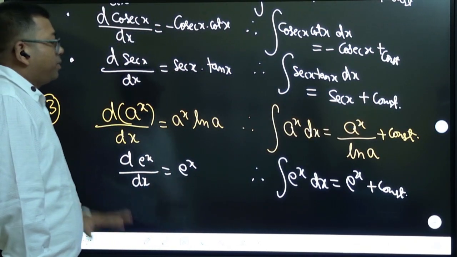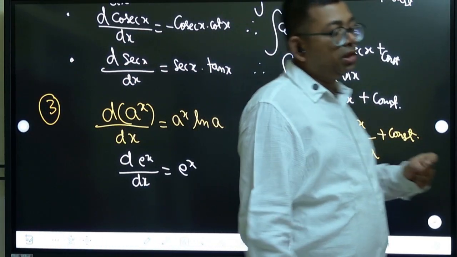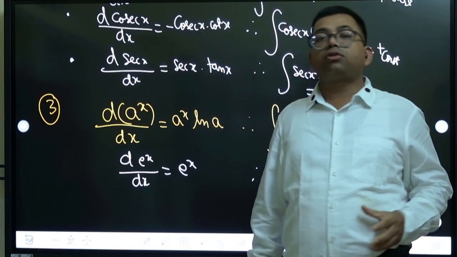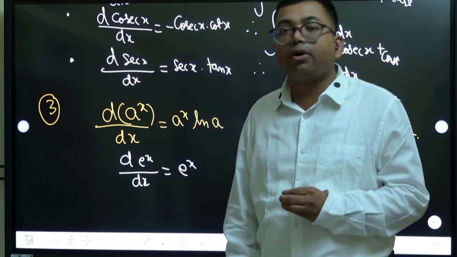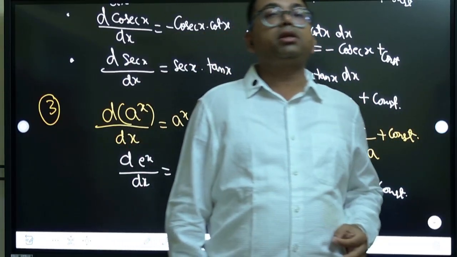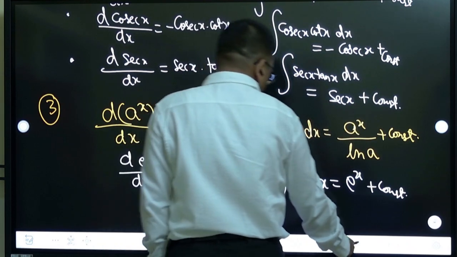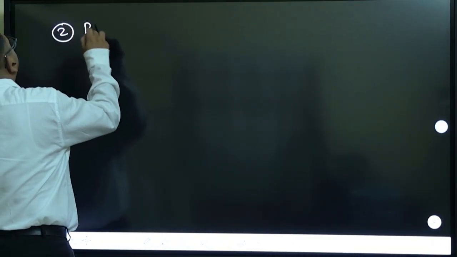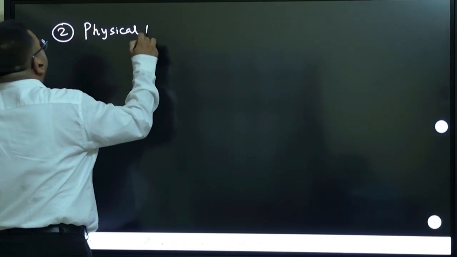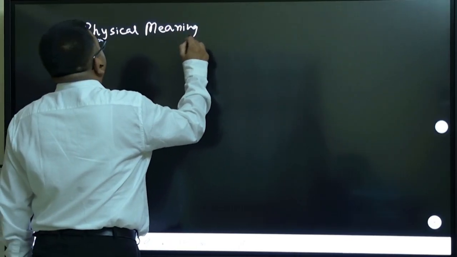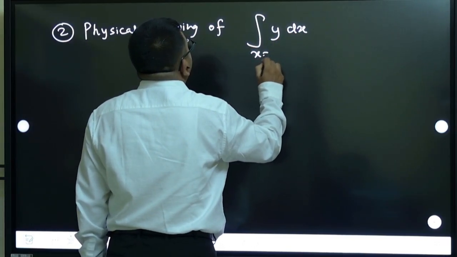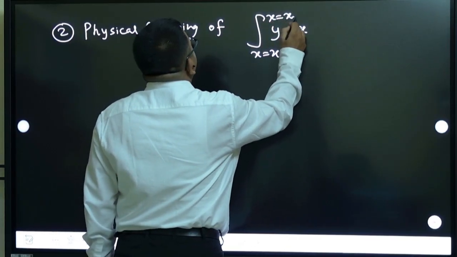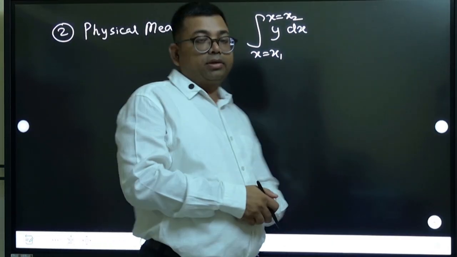So we have seen these important formulas and the meaning of integration as the opposite process of differentiation. Now let us understand the second meaning of integration, which is very important, and that is the physical meaning. What is the physical meaning of integration of y dx between the limits x equal to x1 and x equal to x2? Okay, so let us do that.